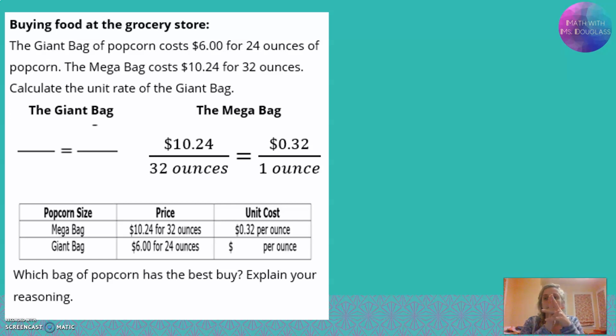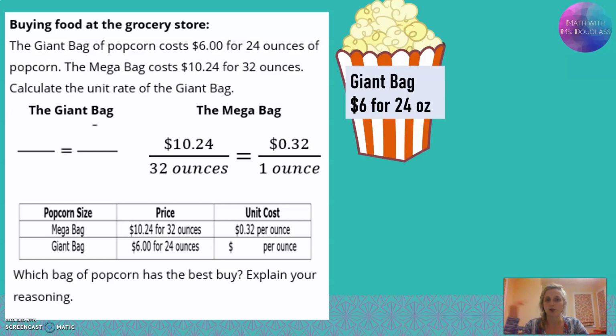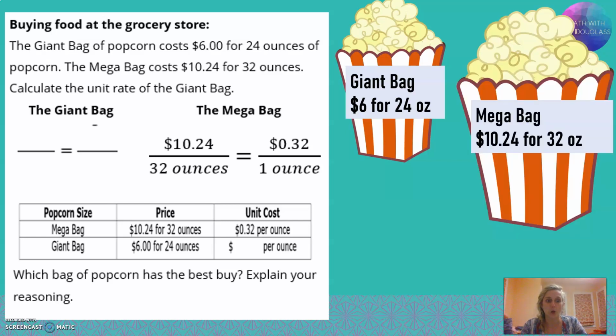Here's an example. This one's actually about popcorn. So we've got our giant bag. Ooh, giant bag of popcorn for only $6. That sounds like such a good deal. And then we have the mega bag. Ooh, who doesn't love even more popcorn? But the mega bag costs more money. Is it really a better deal? Yeah, I'm getting more popcorn, but I'm spending more money. And I want to know which one is the cheapest popcorn. If I'm actually holding a kernel of popcorn, which one is the cheapest?